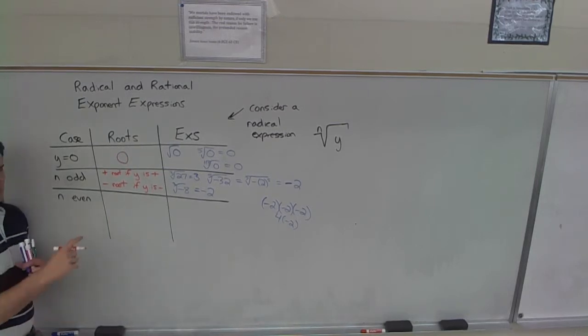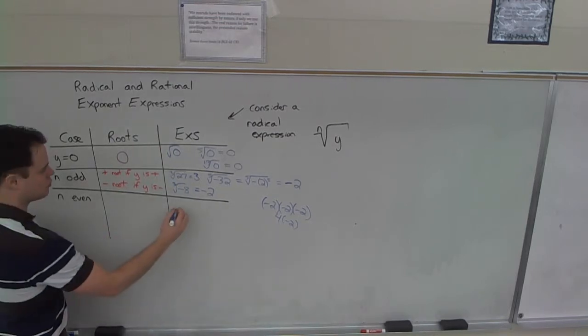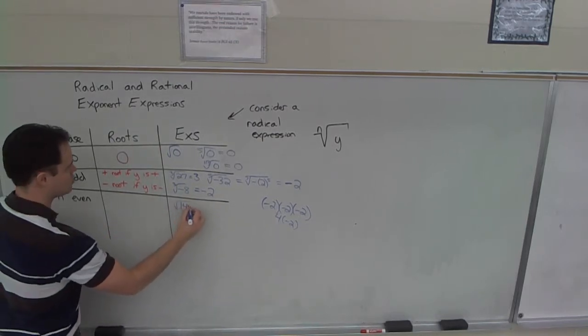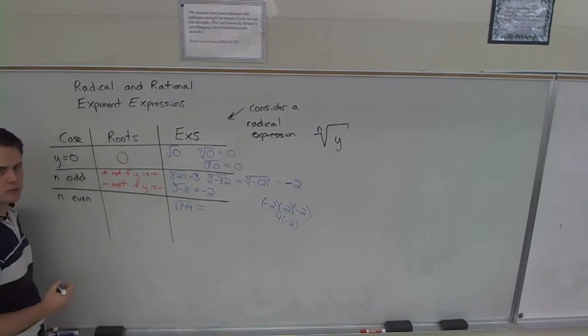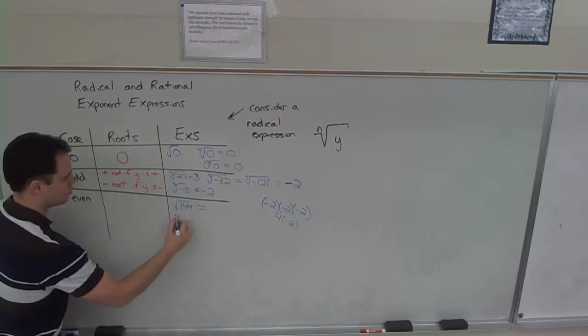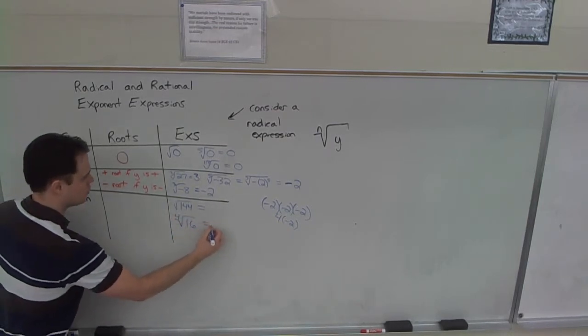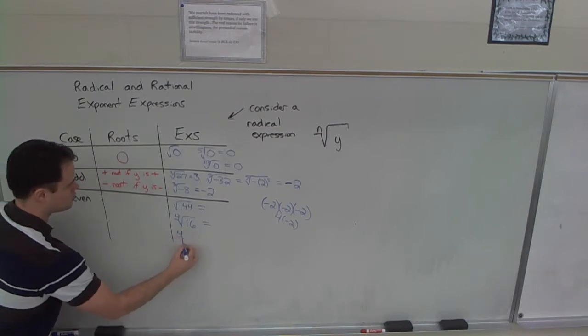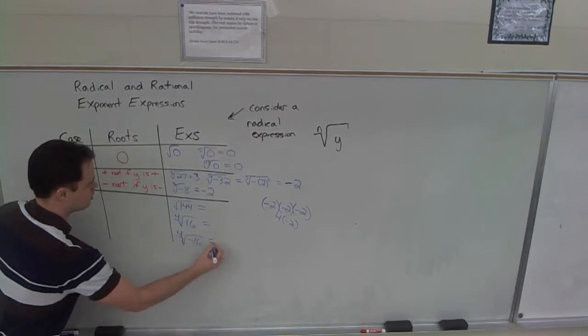Okay, so how about square roots and 4th power roots and things like that? Of course, we have good friendly ones like we're used to, like the square root of 144. We could have the fourth root of 16. We could do the fourth root of negative 16.